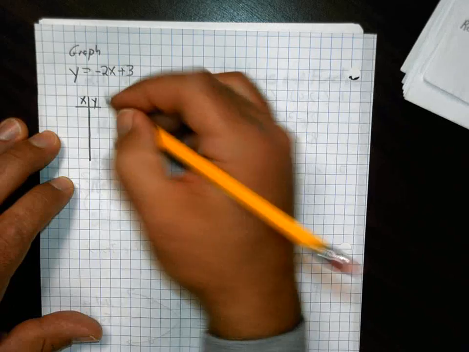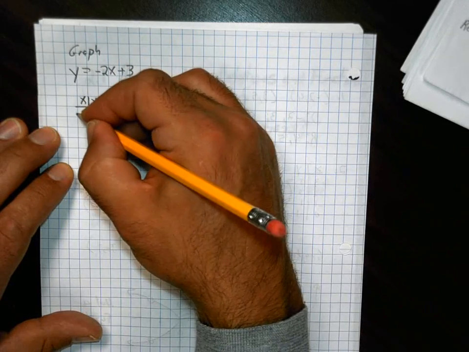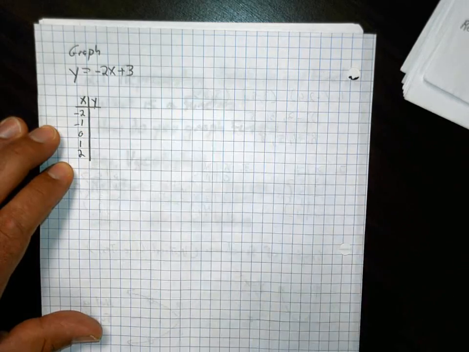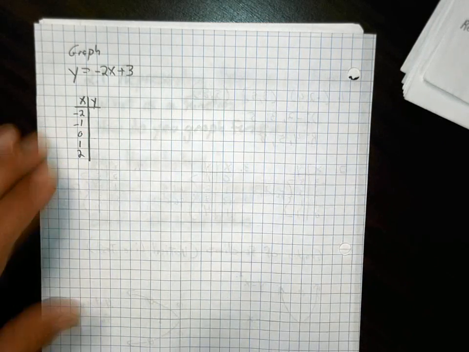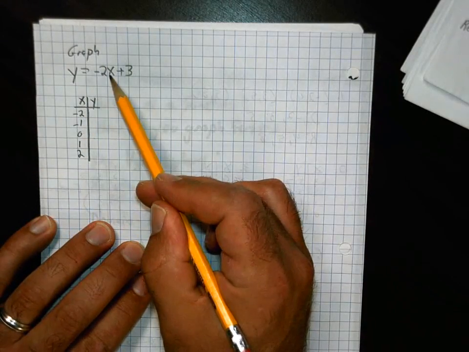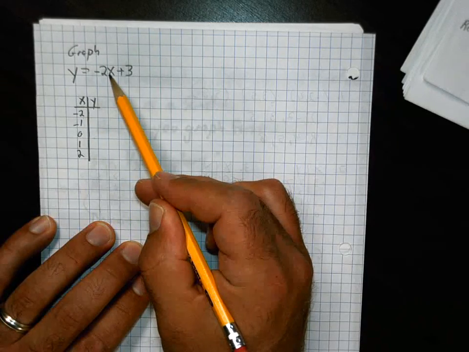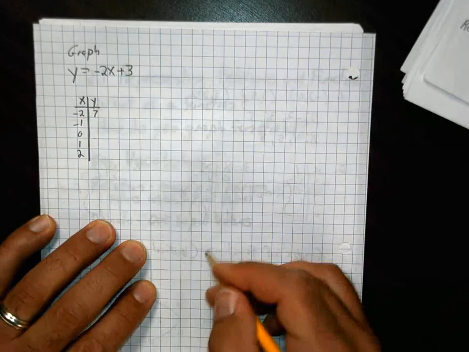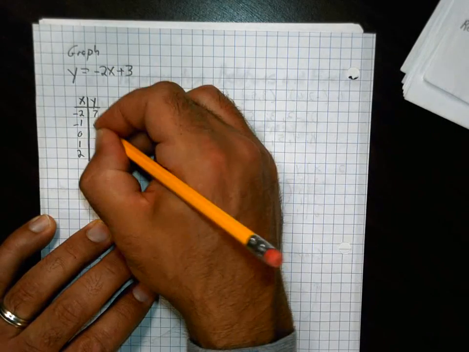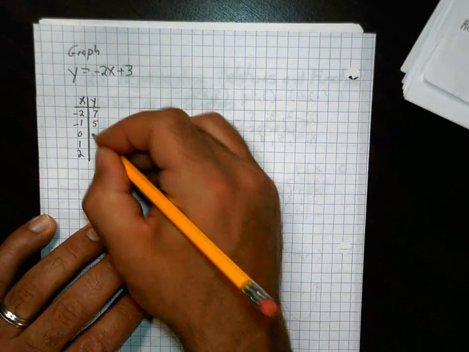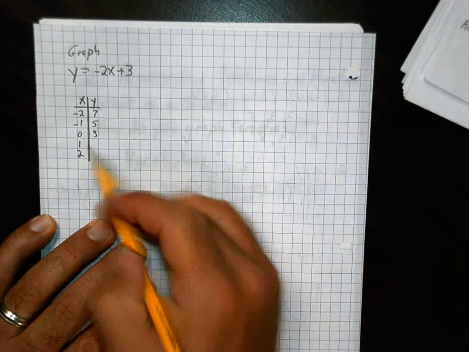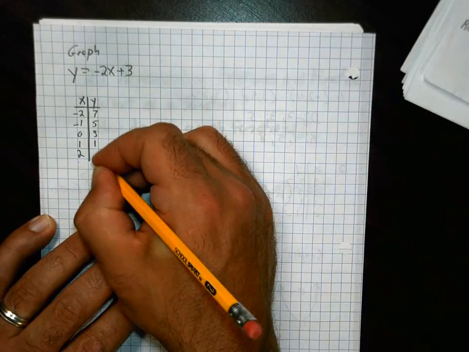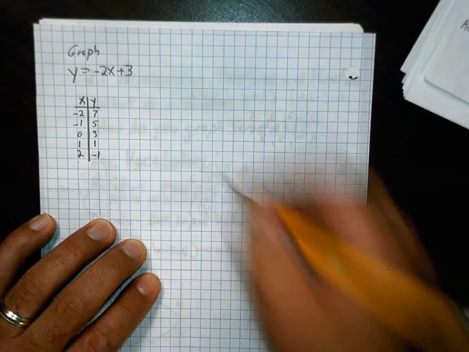And we're going to run our table of domain values from -2 to 2. So all we're going to do is substitute that in for x. -2 times -2 is 4, plus 3 is 7. -1 is going to be 2 plus 3 is 5. 0 is going to give me 3. 1 will give me -2 plus 3 is 1. And then 2 gives -4 plus 3 is -1. Okay?